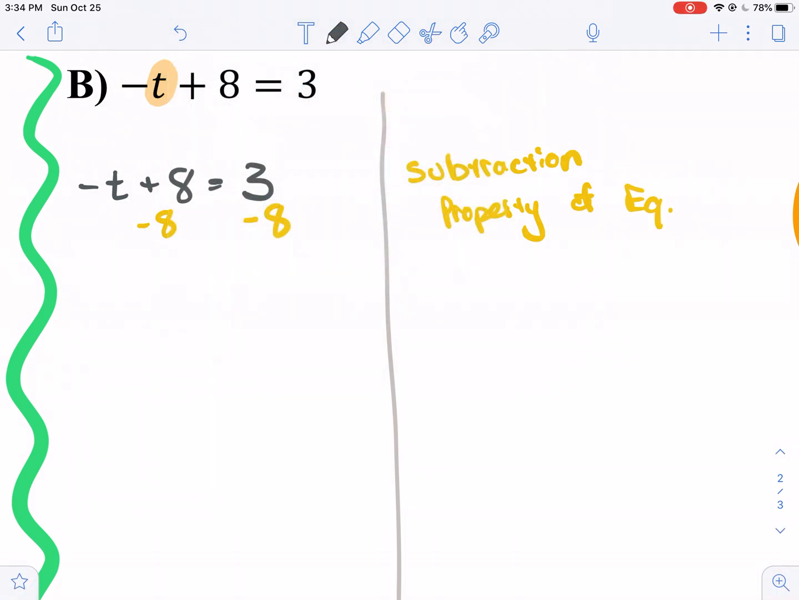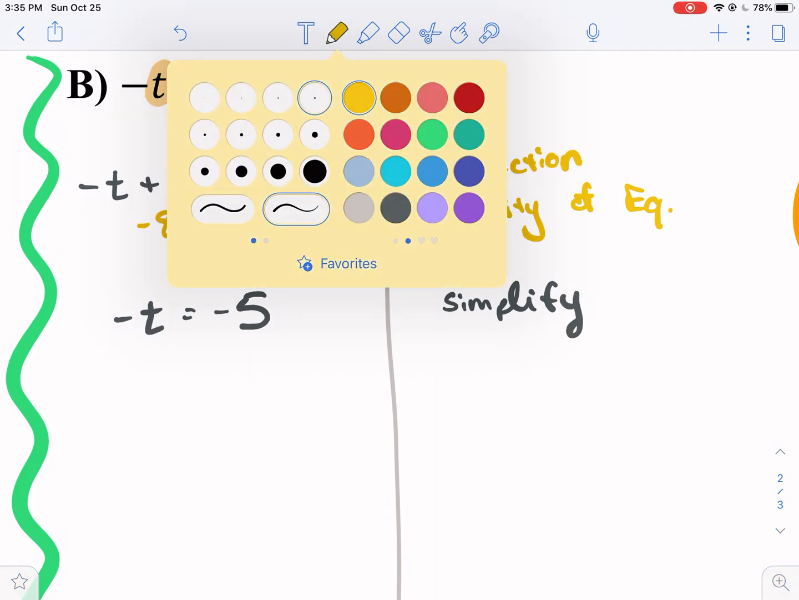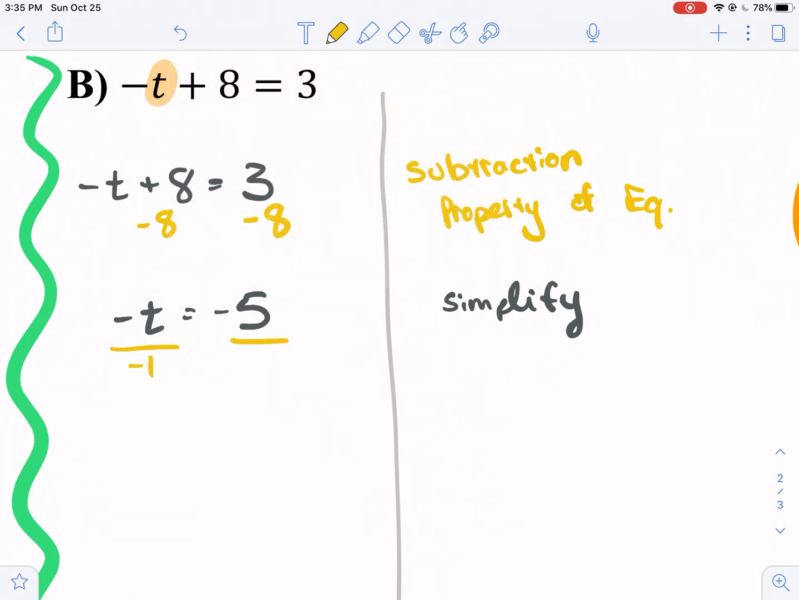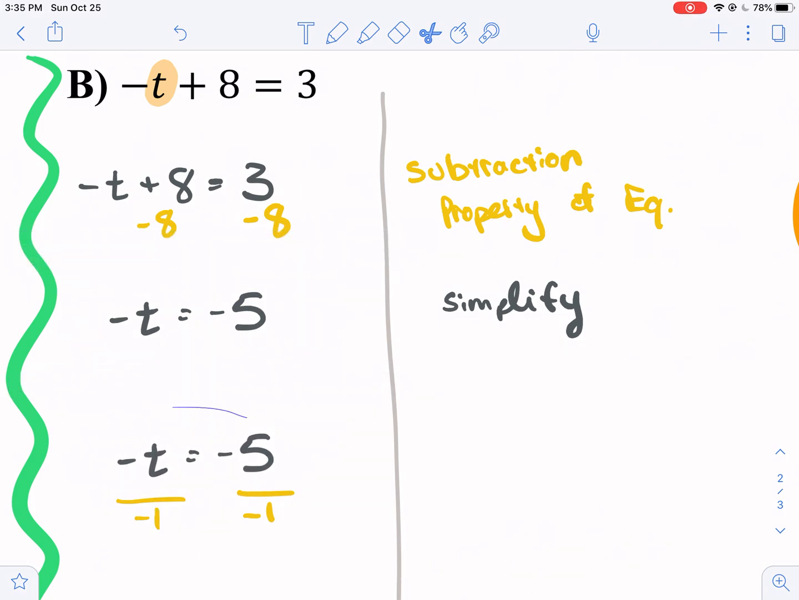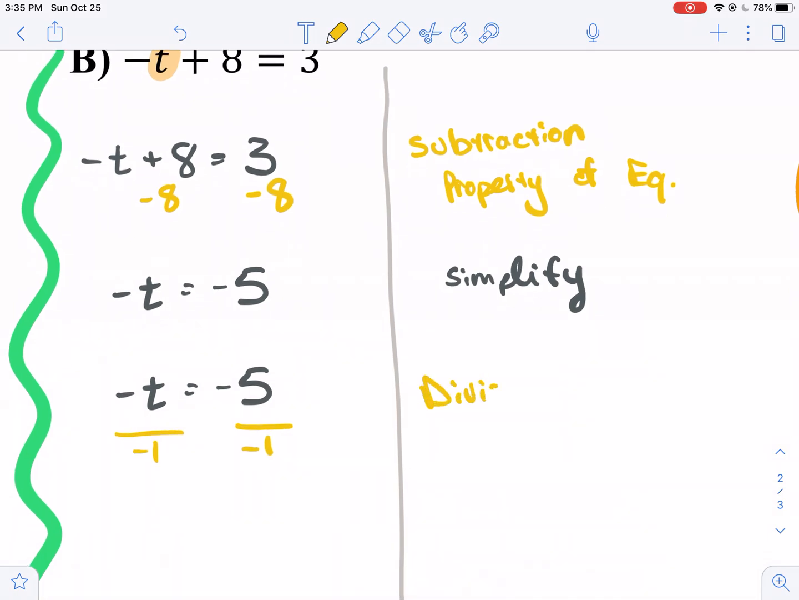And to clean ourselves up, we cancel these two out, giving us negative t. And then 3 minus 8 is negative 5. There we just simplified a little bit. And we are almost there, getting t by itself. We need to divide by negative 1. Oh, I'm sorry, I didn't rewrite it. There we go. Okay. So dividing both sides by negative 1, we are allowed to do that because that is the division property of equality.